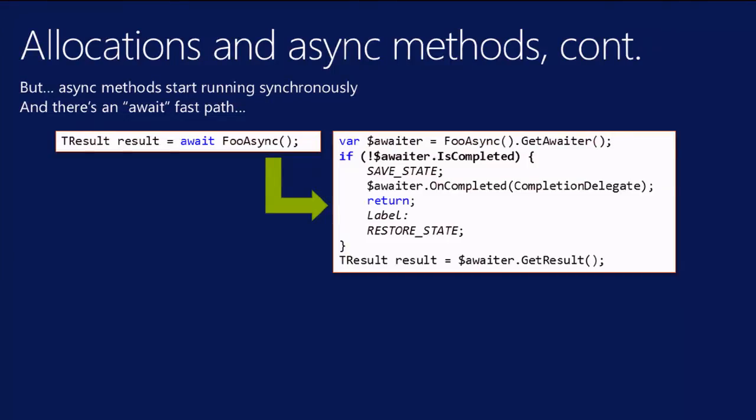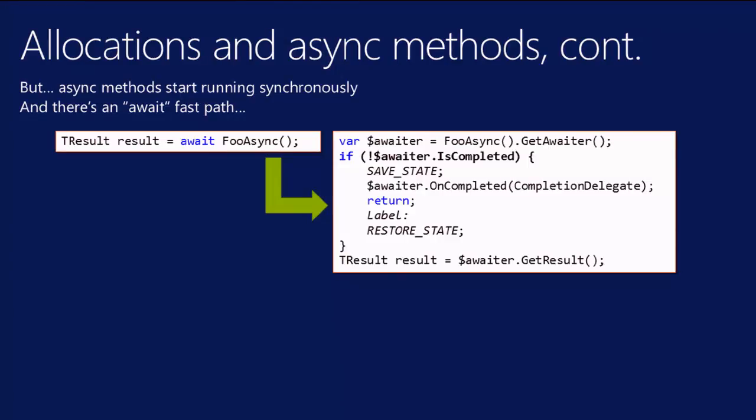awaiter is completed, right, async or awaitable objects have this getAwaiter method. And so the first thing that we check as well is, is the thing we're awaiting already done, right? Are we awaiting something where we say, oh, I want to go get this file, and Windows comes back and says, oh, I've got this in my IO cache. Here it is. Nothing was ever asynchronous, right? Well, fine, then I'm already done, and I just kind of continue executing.